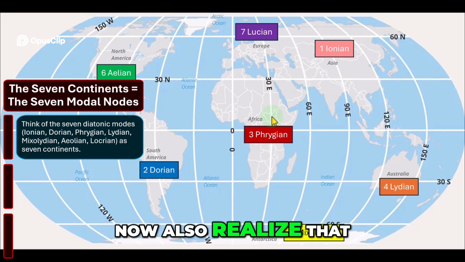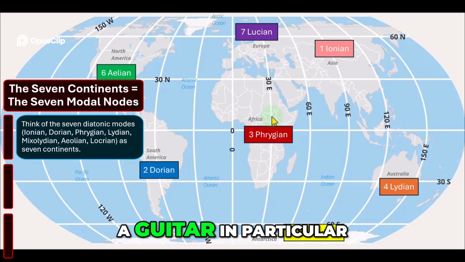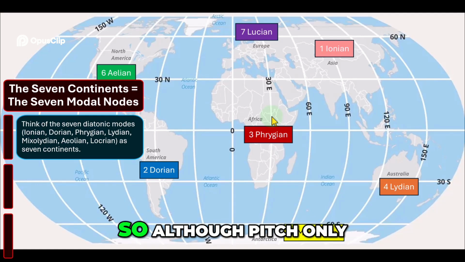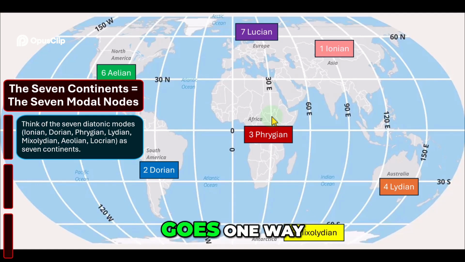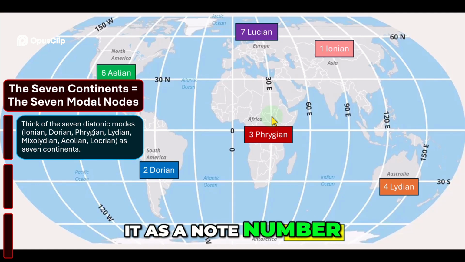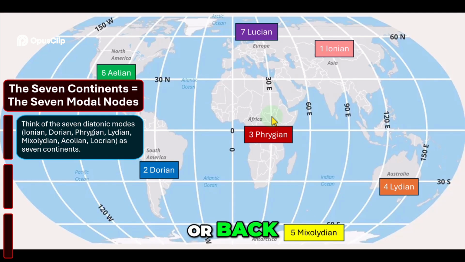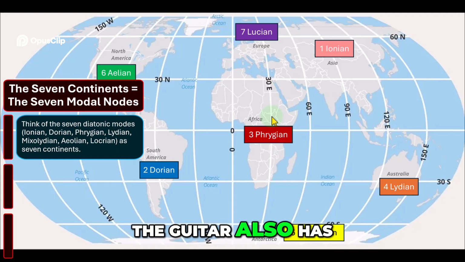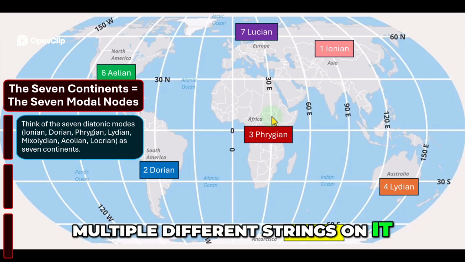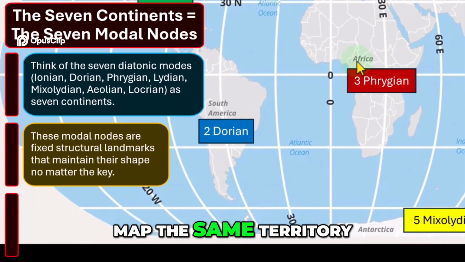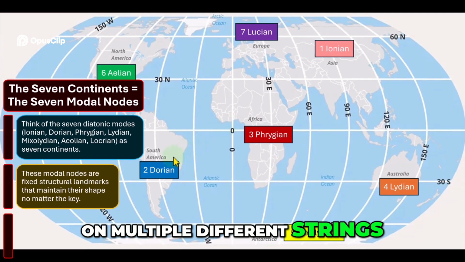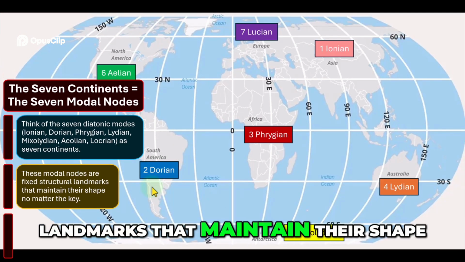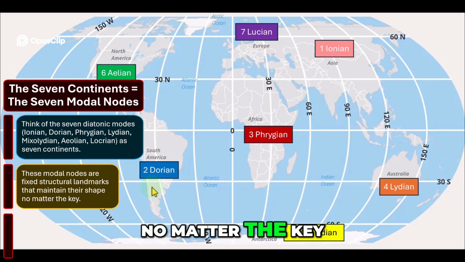Now, also realize that this analogy works on a guitar in particular, because on a guitar we have multiple different strings. So although pitch only goes one way, we can think of it as a note number line going up or back, or we can think of it as a circle going around in a circle. The guitar also has multiple different strings on it, so we have to map the same territory on multiple different strings. So these modal nodes are the fixed structure landmarks that maintain their shape no matter the key.